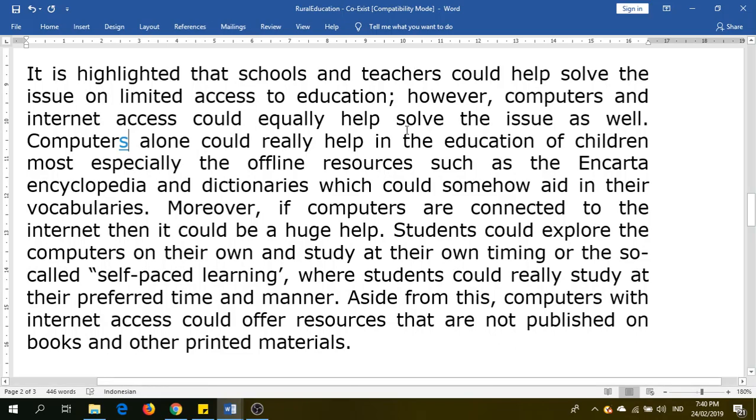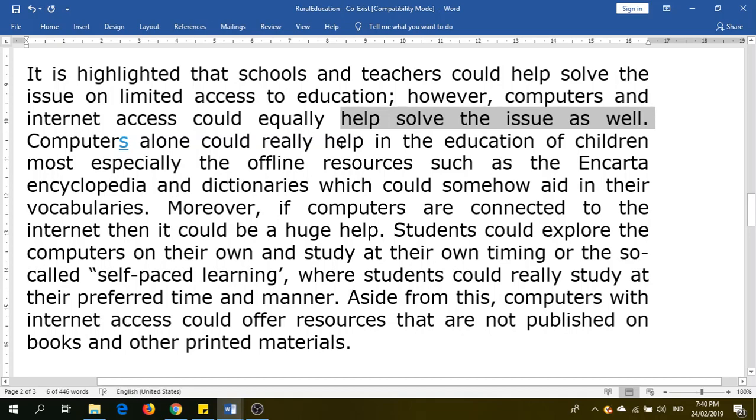So the B1 style is where the writer will discuss both sides of the issue and ultimately, subsequently, conclude by saying that both are actually important and can be used at the same time or can be applied at the same time. So that's what we call the coexist. So that explains the adverb over there. Computers could help solve the issue as well.